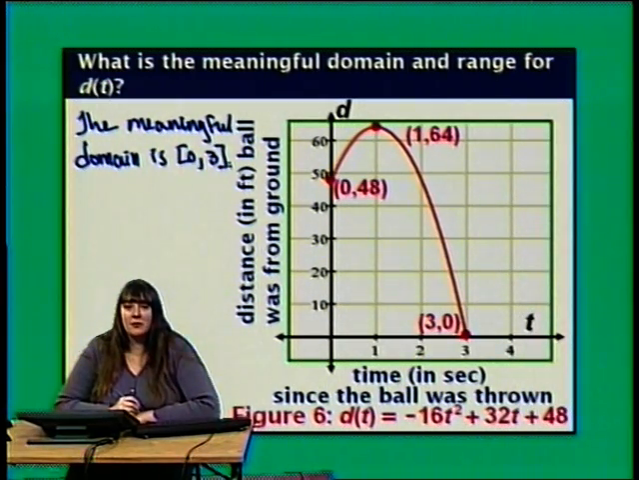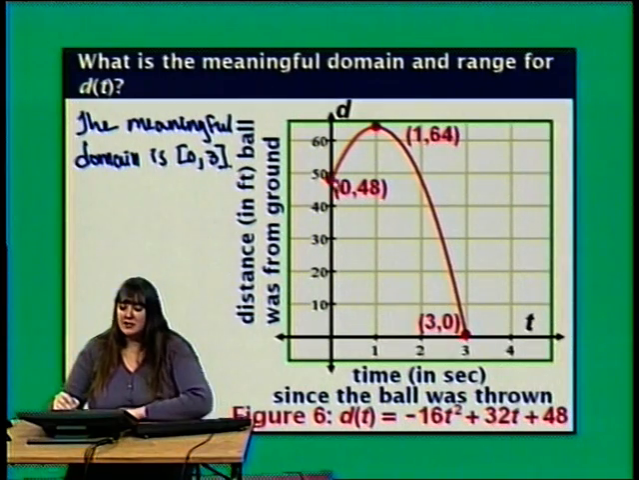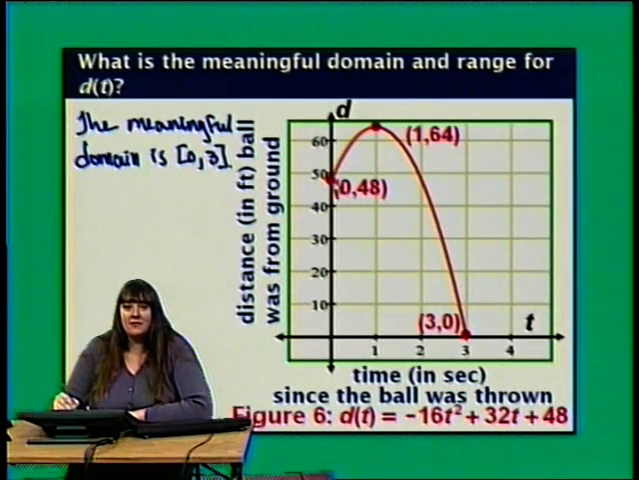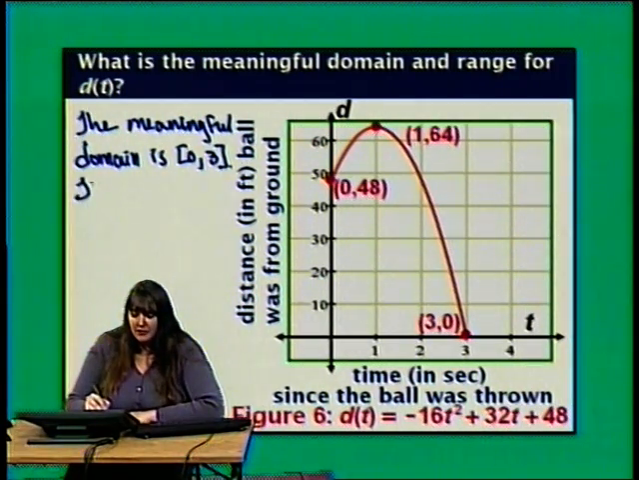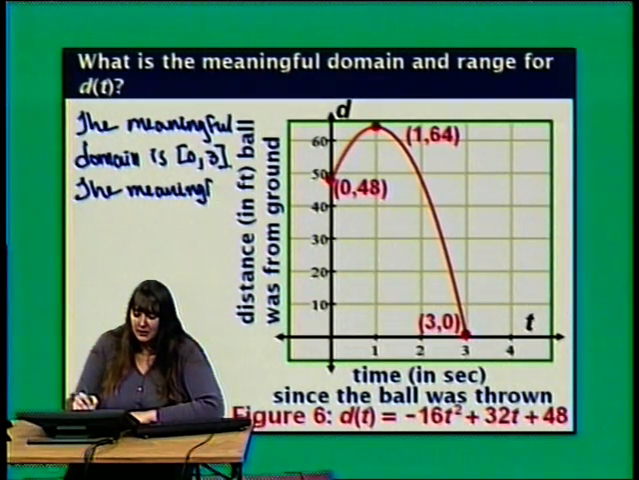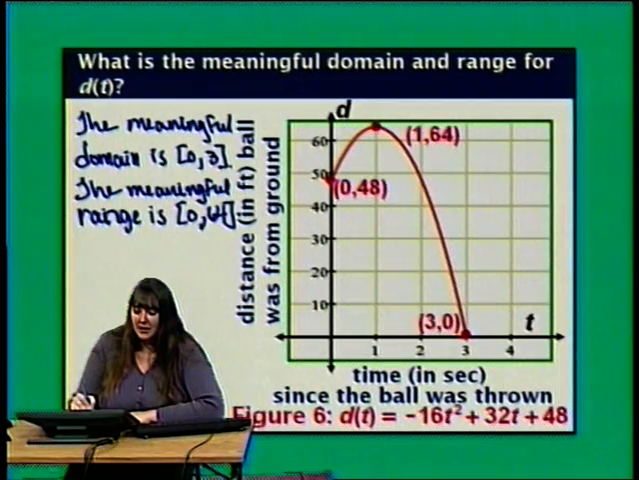What about the meaningful range? Well, what's happening with this ball? We're starting out at 48 feet, it's going up to 64 feet, and coming back down to the ground. So the lowest value of the range is 0, and the highest value of the range is 64. So the meaningful range is 0 included up to 64, that maximum height.